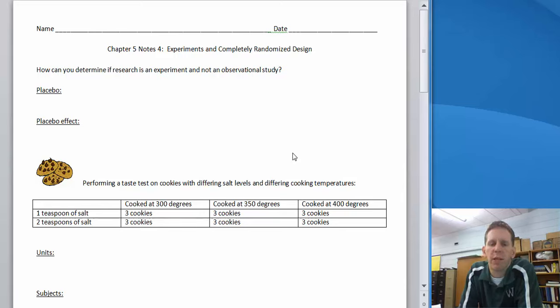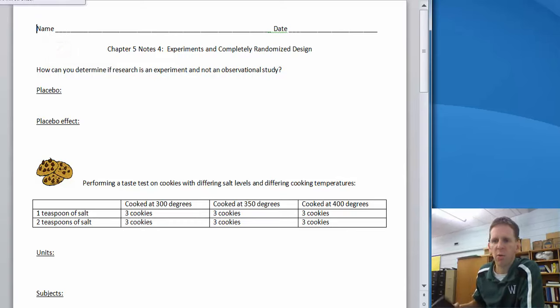We're going to talk about the 3 characteristics that make up completely randomized design, and you'll learn how to outline an experiment as well. The first thing I want to talk about is this first question on your note sheet. How can you determine if research is an experiment and not an observational study? It's kind of important to understand the definition for experiment, which we talked about the other day in class.